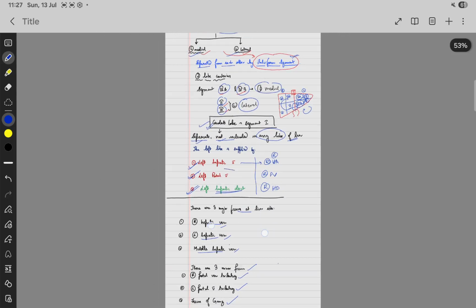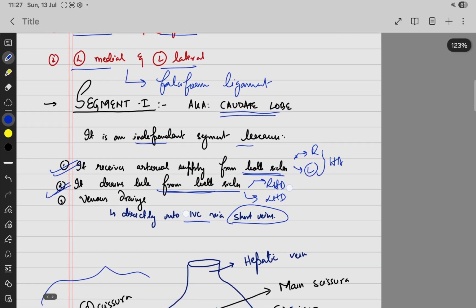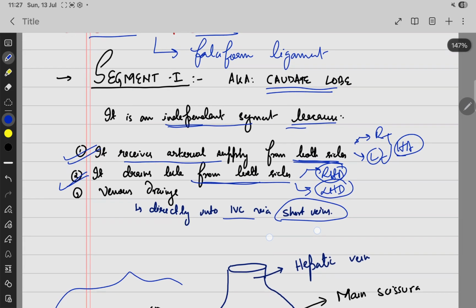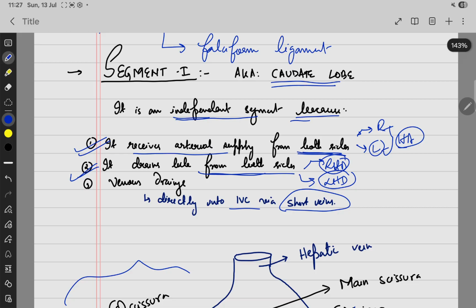Okay, now we will see the significance of the caudate lobe. Segment 1, also known as the caudate lobe, is an independent segment because it receives arterial supply from both sides, that is, the right and left hepatic arteries. It drains bile to both sides, that is, to the right hepatic duct as well as the left hepatic duct. As for venous drainage, it drains directly into the IVC via the short veins. So there is no portal vein system for the caudate lobe. It will drain directly into the IVC via short veins.